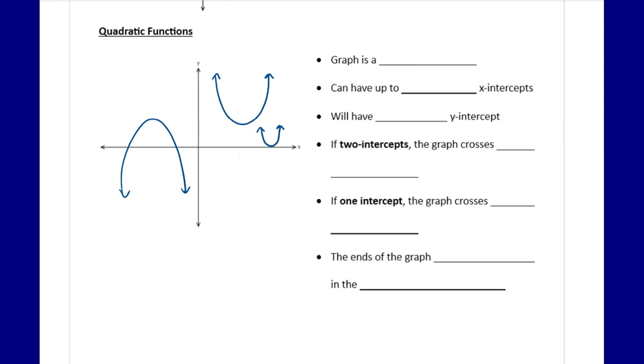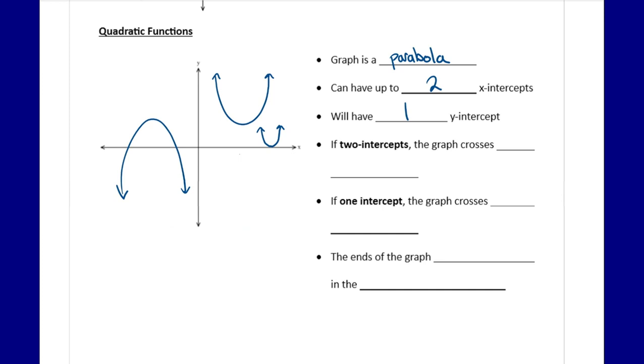Now, for a quadratic function, the graph is what we call a parabola. It can have up to two x-intercepts. We see in this example there are two x-intercepts, here there is one, and here there are no x-intercepts. So it can have up to two maximum. There will be one y-intercept, because of the nature of quadratic functions, with the lines continuing upwards or downwards, they will eventually cross the y-axis at some point.